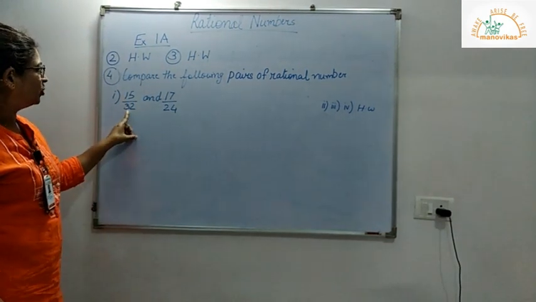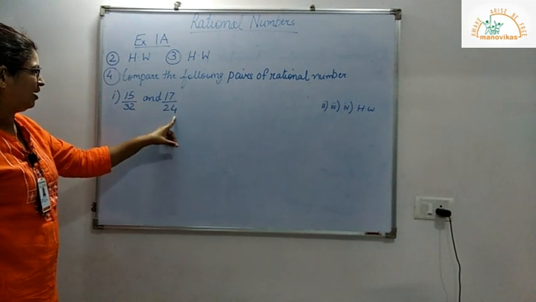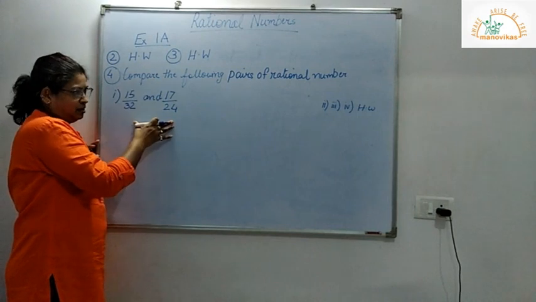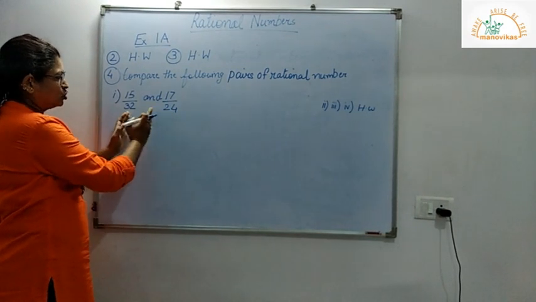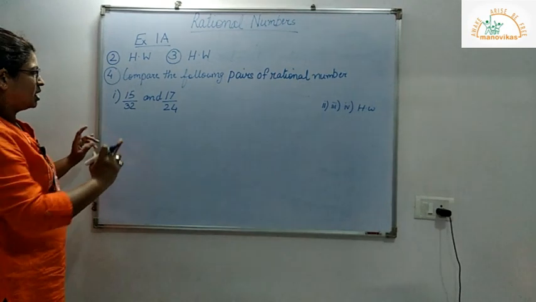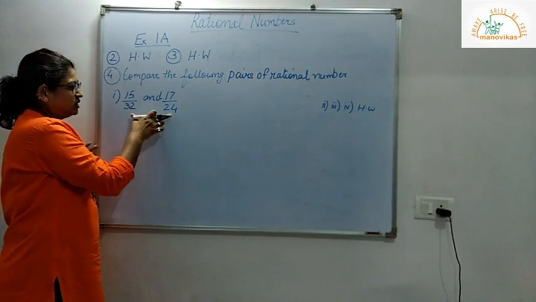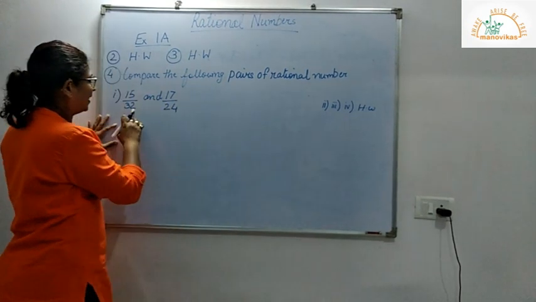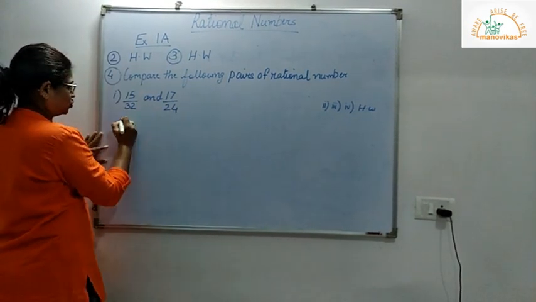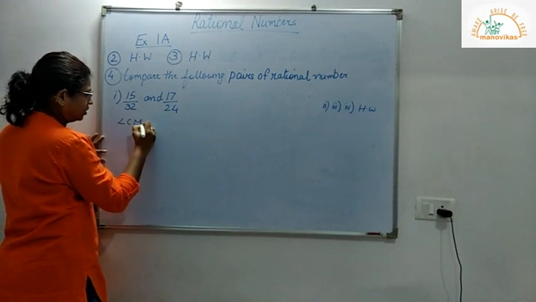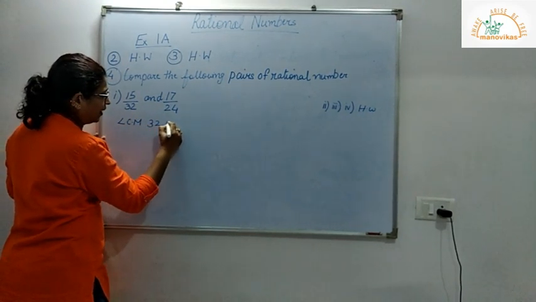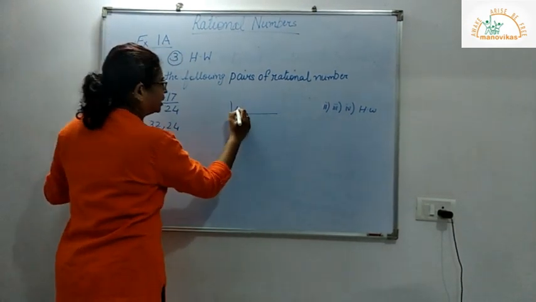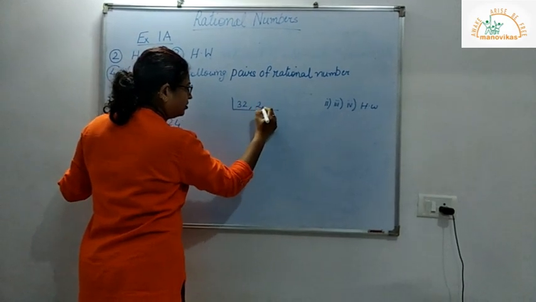Here we have 15 upon 32 and 17 upon 24. We have to compare and find out which number is less than which number. So between these two numbers we do the comparison. Before doing the comparison, we make the denominators equal. For that we have to find the LCM of the denominators, that is 32 and 24.